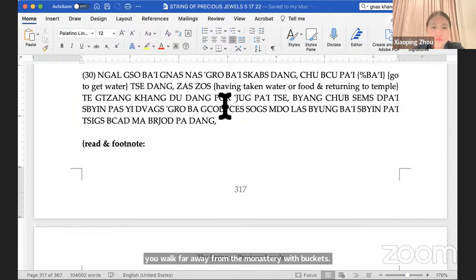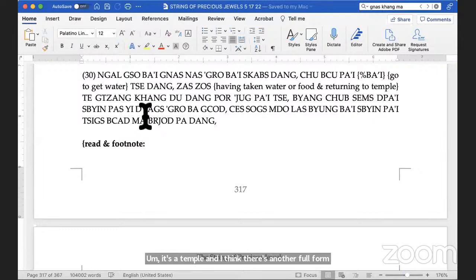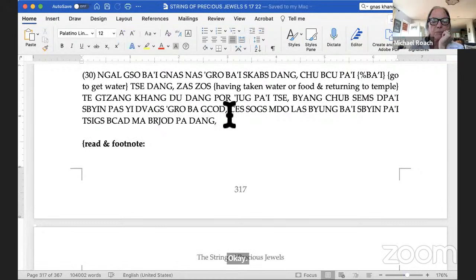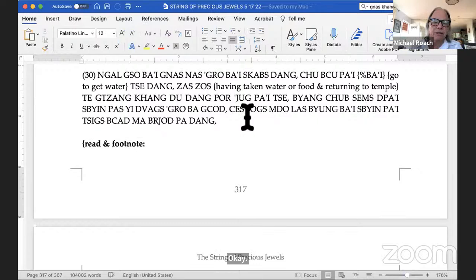Or say se, you went out to take food from a family and you come back to your main monk's room. What's the sankang word? It's a temple, and I think there's another full form. It's dri sankang. Okay. All right, and the first, Tangbor means Jupa. When you first come back to your monastery temple or the place where you usually stay, you should recite some verses, okay?